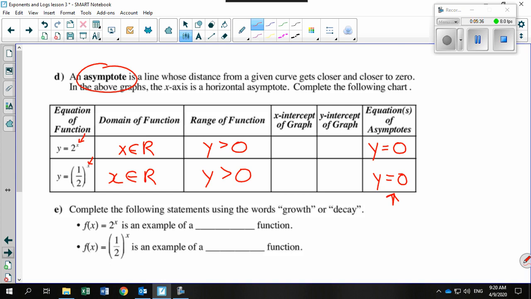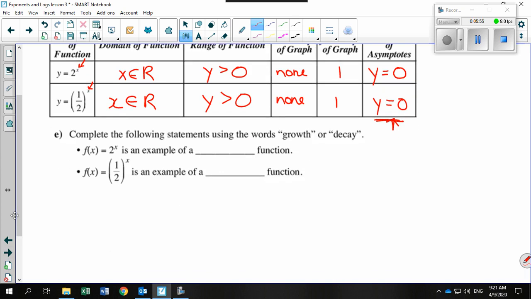We know that our y values are greater than 0. When we talk about an x-intercept, well, if y can't equal 0 or y is greater than 0, we know that there are none for our x-intercepts. And for our y-intercepts, we saw that they were both at 1. And those are kind of the basic characteristics that you need to know.